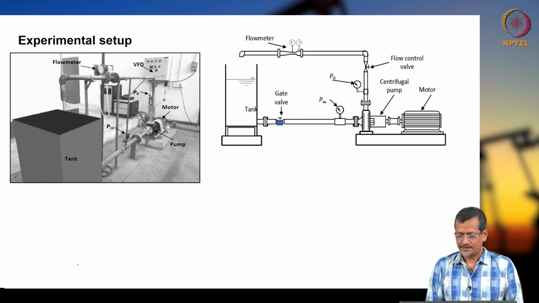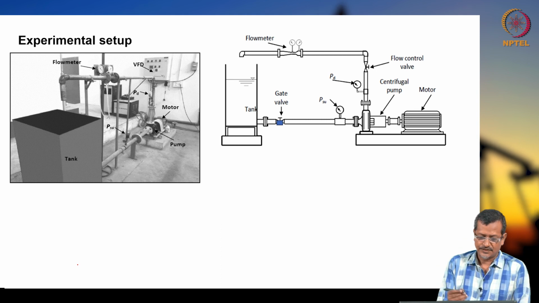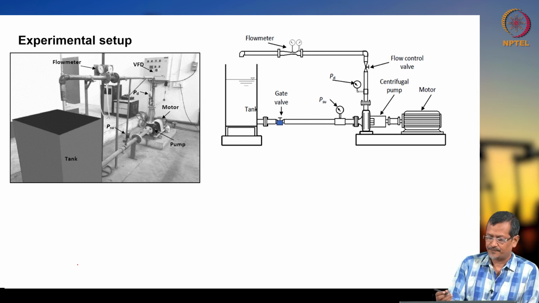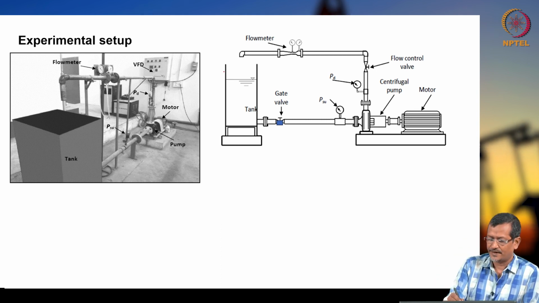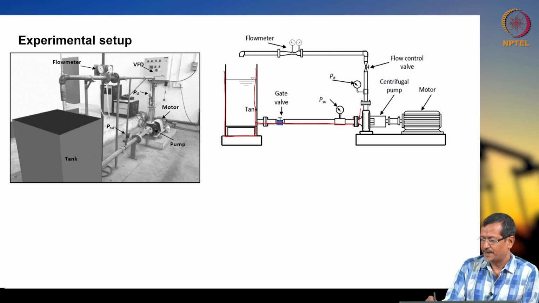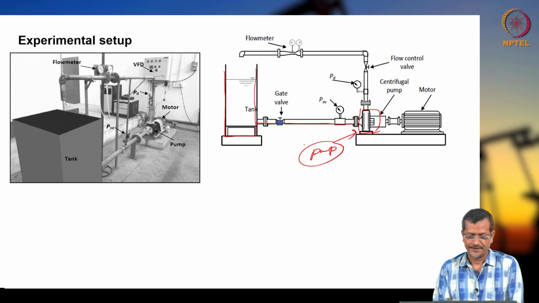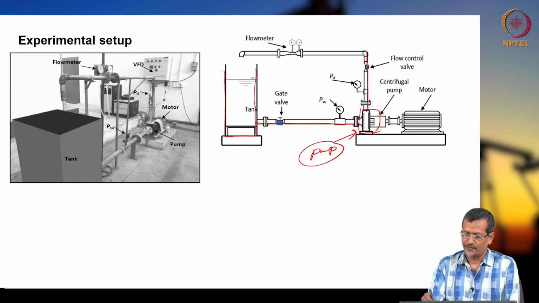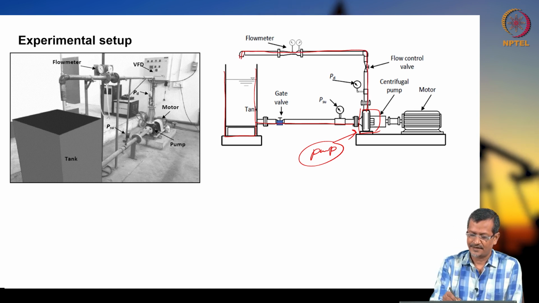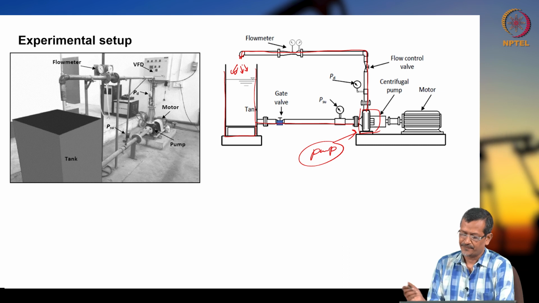Experimental setup. This one was done in my laboratory actually at IIT Madras. So how did I do the experiment? First you see the line diagram. I had one tank. The tank has one inlet suction pipe. My pump is here. From the pump, fluid was delivered and it went back to the same tank. This is continuously circulating the same fluid.